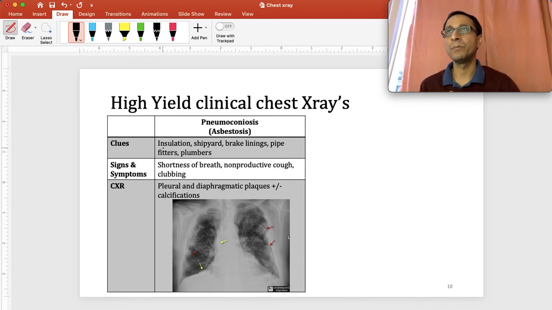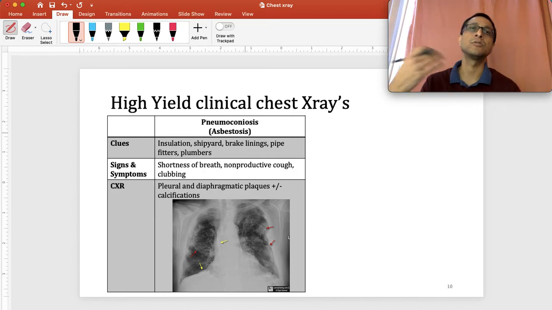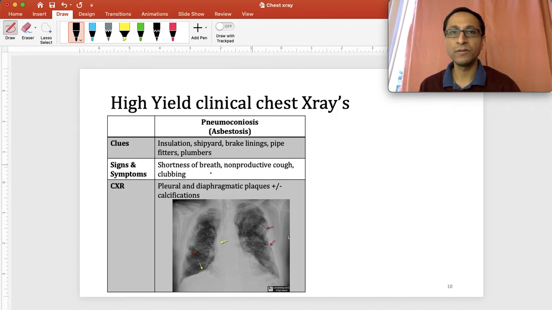Anytime they describe a patient who is working in the insulation department, shipyards, brake lining repair, pipe fitters, or even plumbers, all of those are risk factors for developing asbestosis. Again, it doesn't happen overnight. It can take 20 years or more to develop this condition. Make a note, shortness of breath, non-productive cough, and clubbing are pretty non-specific, right? So we have a lot of differentials for these three signs and symptoms. So you have to look for other clues, like here.